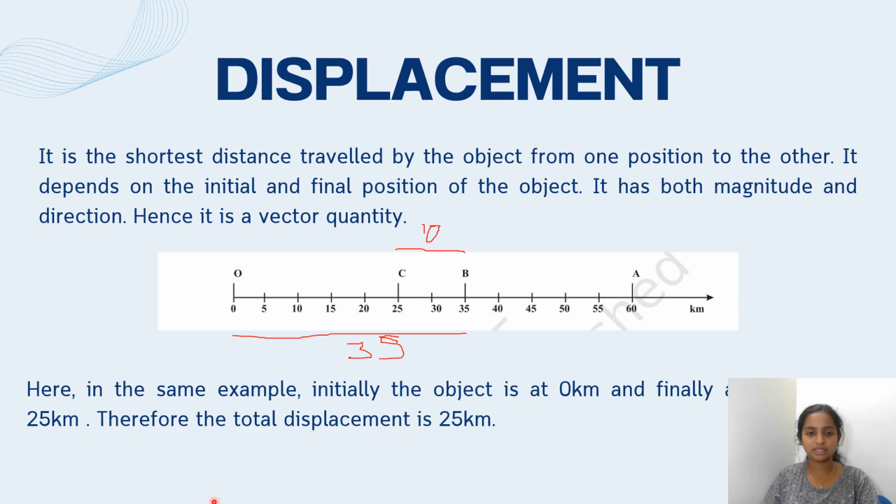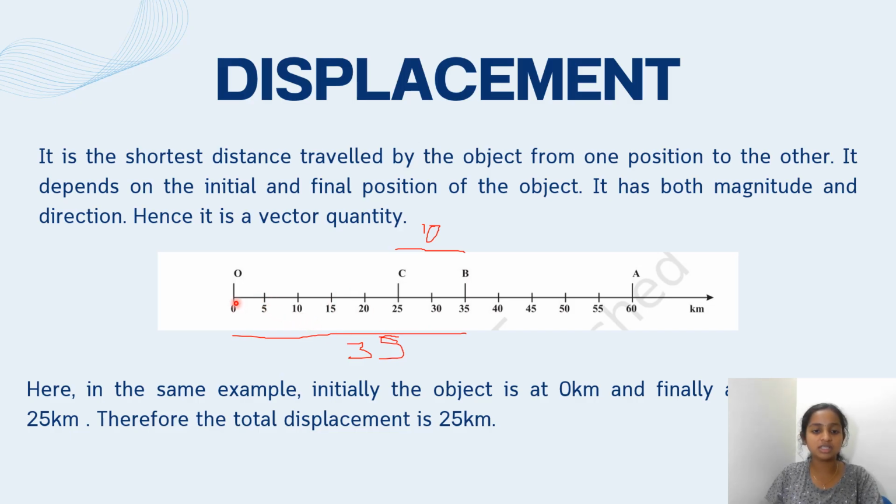But what about displacement? We said that in displacement, the initial and final position of the object is considered. So what is the initial position? Initial position is at 0. And finally, after traveling all over this way, it has reached a point C, that is 25. So which is the shortest distance to travel from O to C, or 0 to 25?